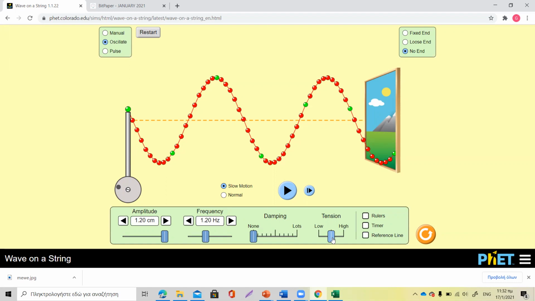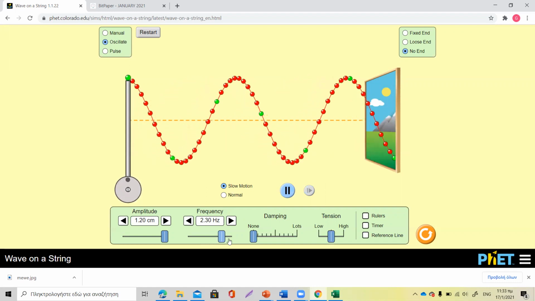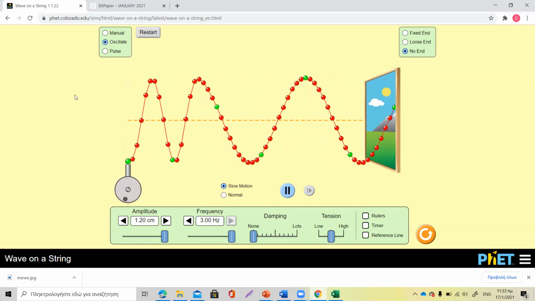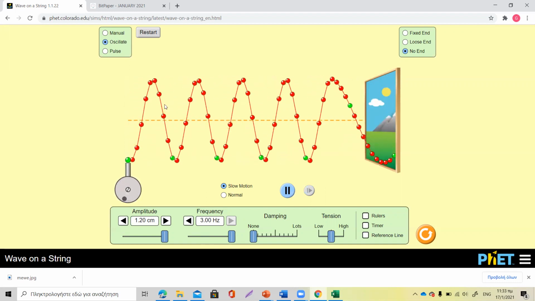So since we have to work with the equation speed equals frequency times lambda, it is obvious that since the speed remains constant, lambda and f are inversely proportional quantities. Let's try to see it. Running the simulation, let's try to increase the frequency. Can you see that increasing the frequency has a result of decreasing the wavelength?